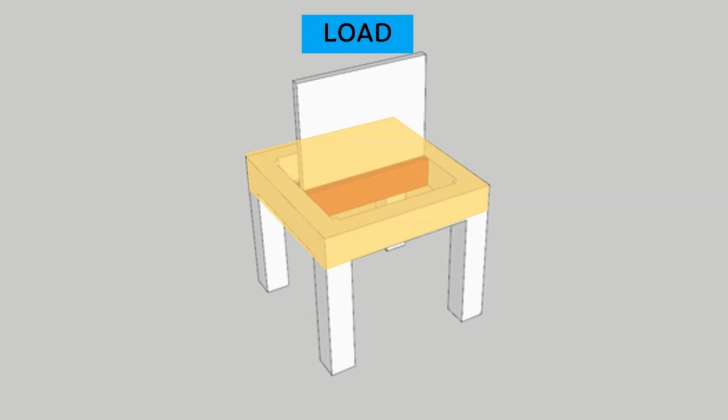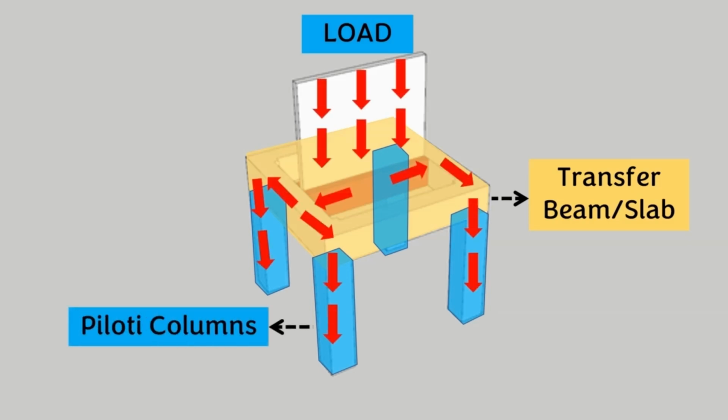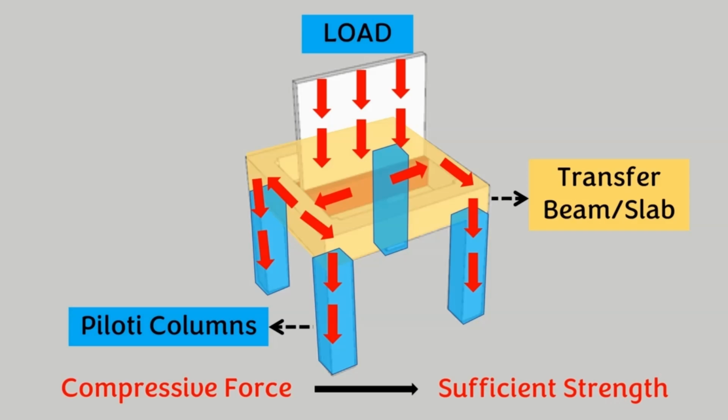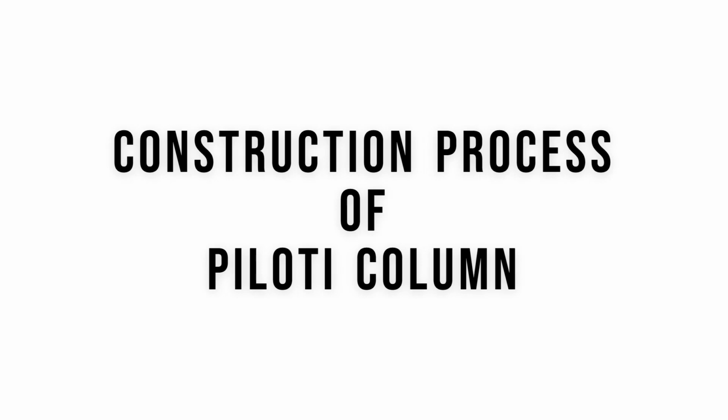The load from the upper floors of the piloti structure is transmitted to the pilotis column through the transfer beams and transfer slabs, applying compressive force from above. The pilotis column receives the load from the upper floors and transfers it to the lower levels. Most of the load is on the pilotis column, so it is essential to ensure sufficient strength considering the concrete strength and form. How would the construction process of piloti columns proceed at Hanyang Sujain?